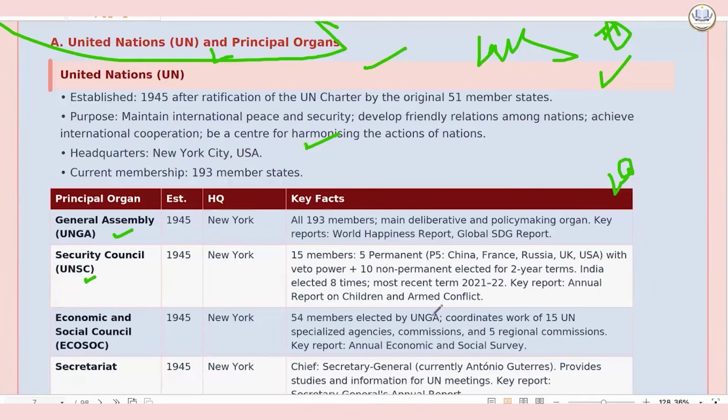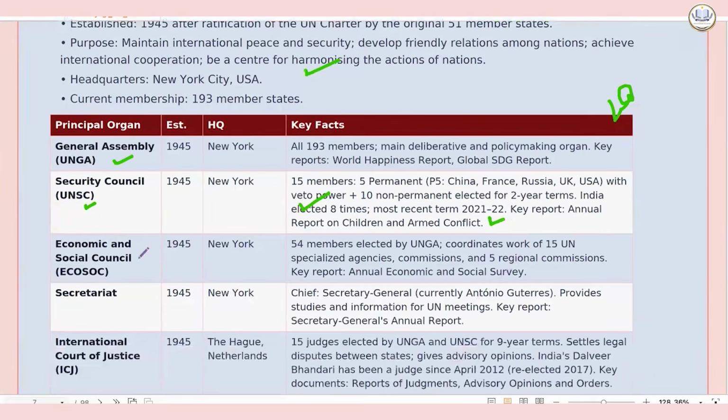Then we have 10 non-permanent members, which are elected for 2 years terms. India has been elected 8 times. Most recent term was 2021 to 2022. They also release the reports like an annual report on children in armed conflict. This is an important report released by UNSC. Now we have Economic and Social Council.